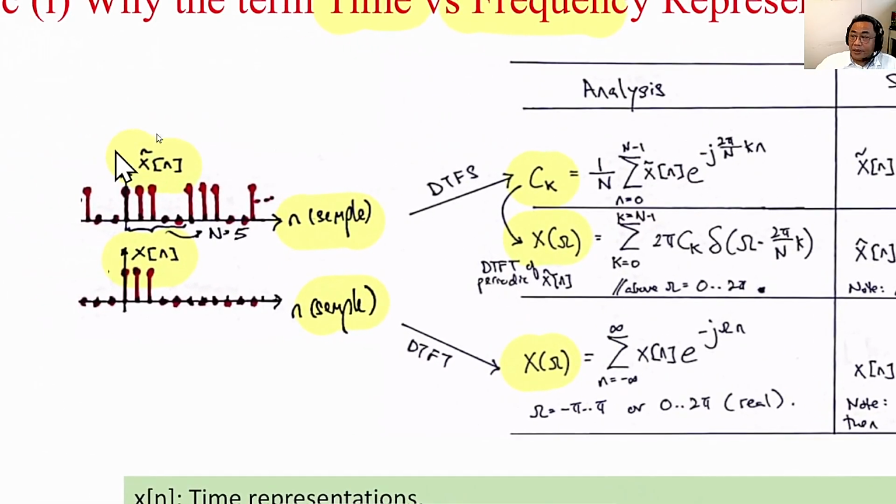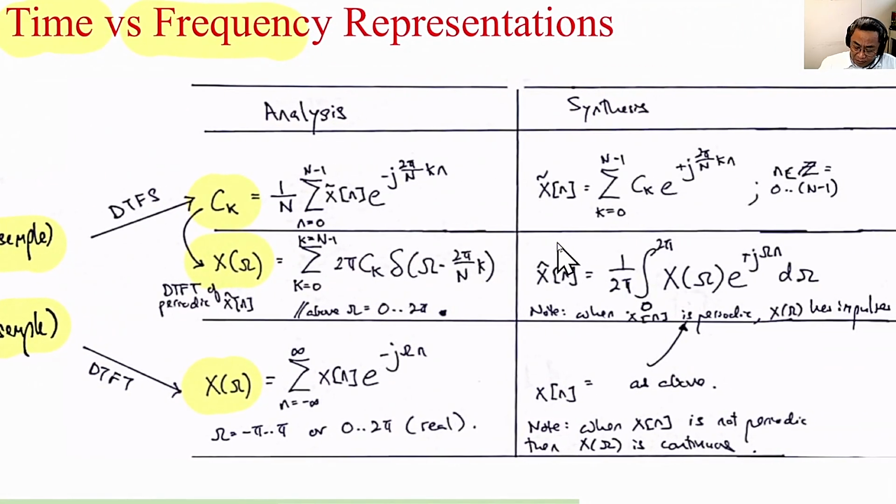Now we know that x of n is the time representation and ck's and x of omega are the frequency representation. Why are ck's and x of omega called the frequency representation? The reason can be found from the synthesis equation. Notice that if I have ck's calculated from the analysis, to construct the original sequence, I just plug in this form. Or if I have x of omega, I can reconstruct x of n through this integration from 0 to 2 pi of x of omega e plus j omega n d omega.